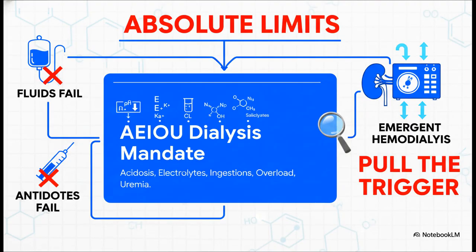I also want to remind you of the absolute limits. When kinetic elimination, fluid resuscitation, and your antidotes fail, you've got to pull the trigger on emergent hemodialysis. The AEIOU mnemonic dictates this mandate. Severe acidosis, intractable electrolyte abnormalities, toxic ingestion, specifically our friends ethylene glycol, methanol, and severe salicylates, volume overload, and uremia. You have to know your backstops for sure.